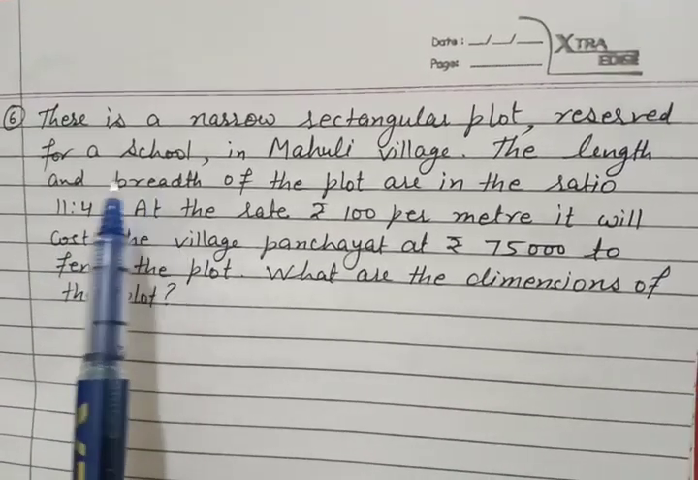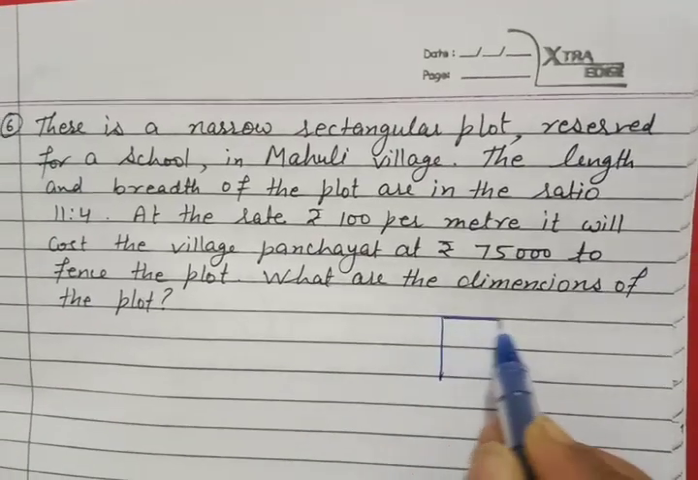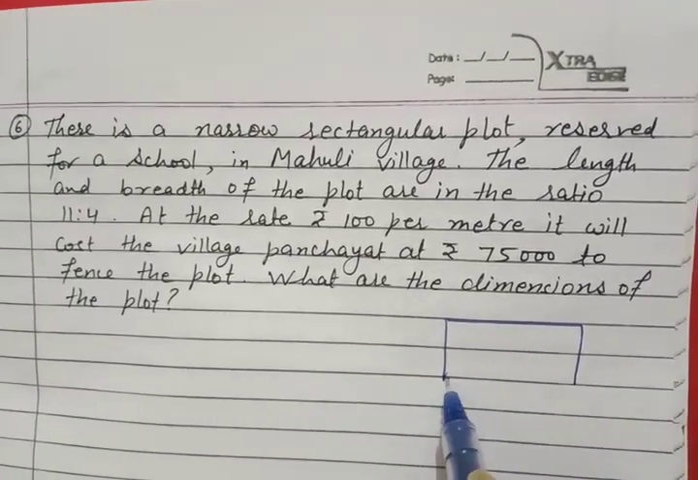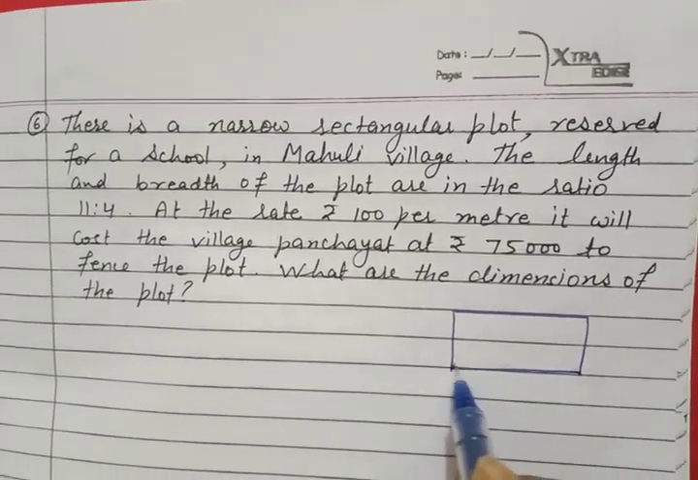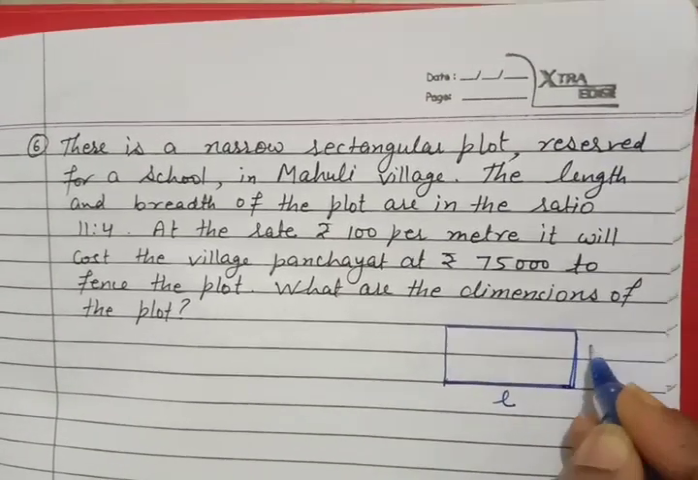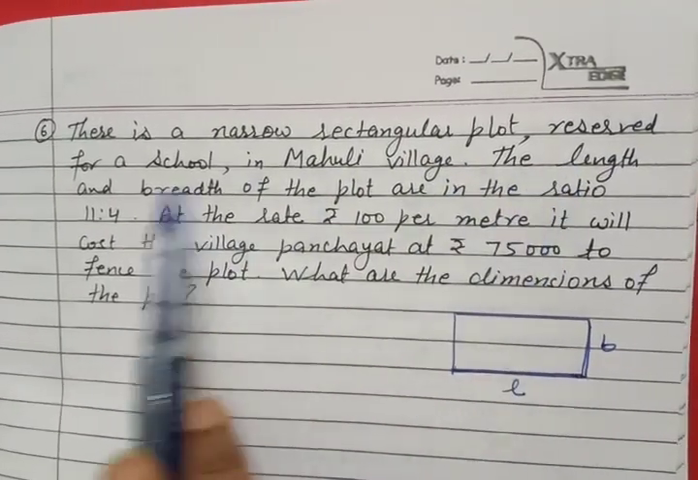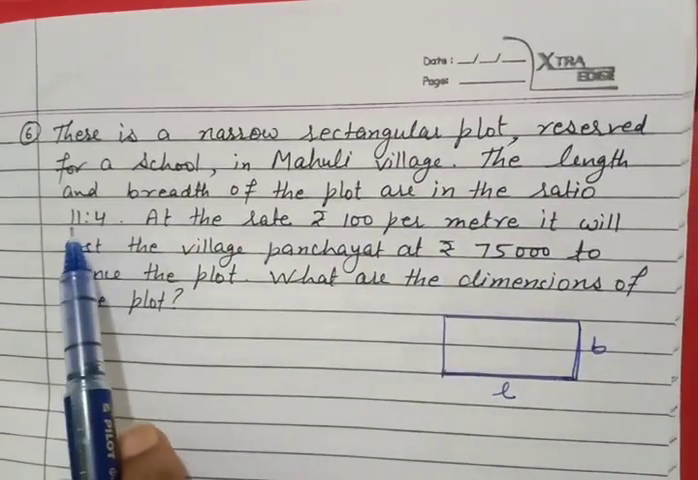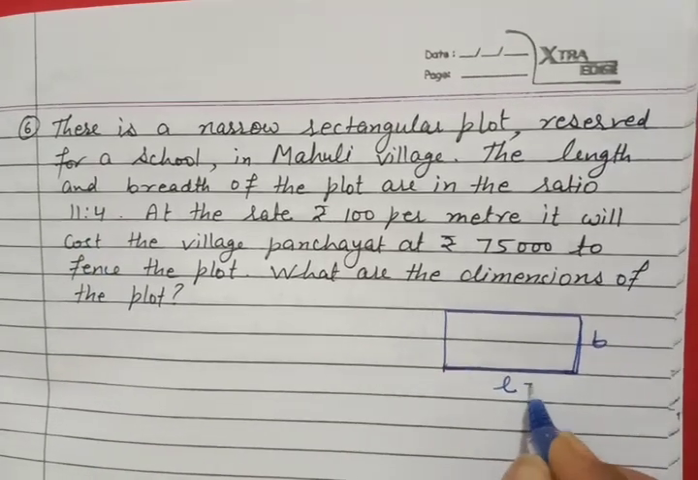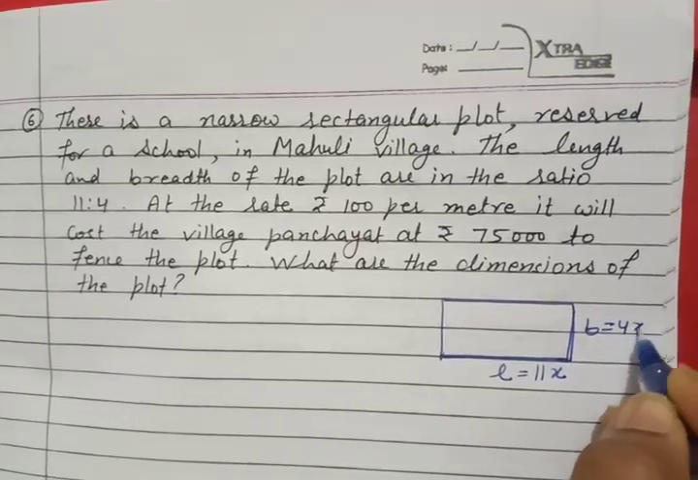Now sixth question is, there is a narrow rectangular plot. This is the rectangular plot. We know that it is a two-dimensional figure. Length is there, breadth is there. This is length and this is breadth. So narrow rectangular plot is there. The length and breadth are in the ratio 11:4. So length will be supposed as 11x and breadth as 4x.